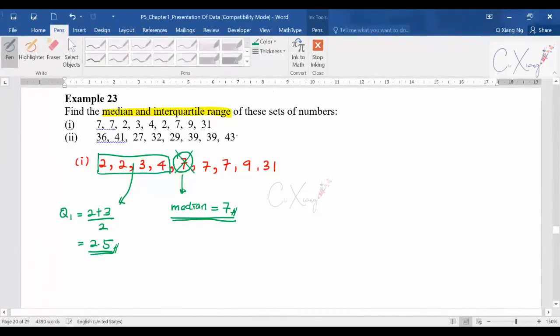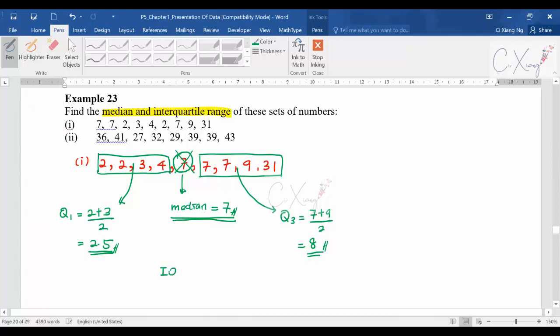Okay, and after that, for Q3, you apply the same concept. You just look for the 4 numbers after the median. Where is the median for these 4 numbers also? So your median for these 4 numbers will be here. So this will be your Q3. So Q3 is equal to 7 plus 9 divided by 2. And therefore, you should get an 8 as a Q3.